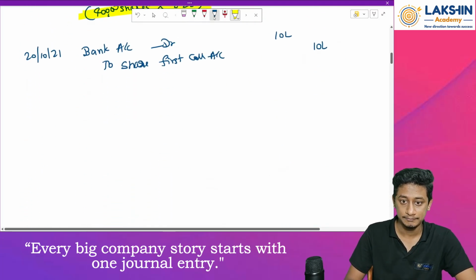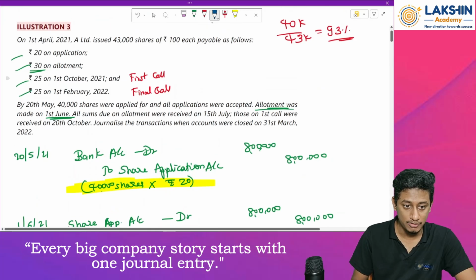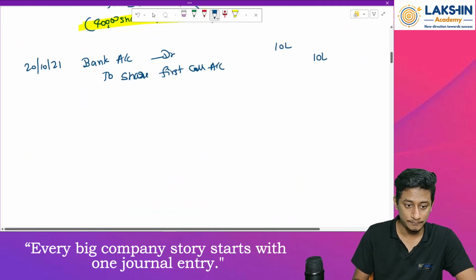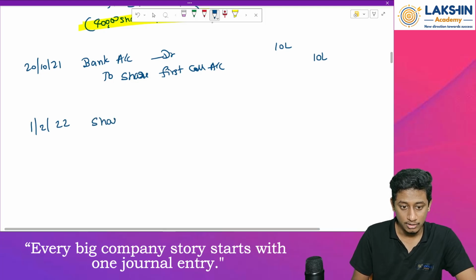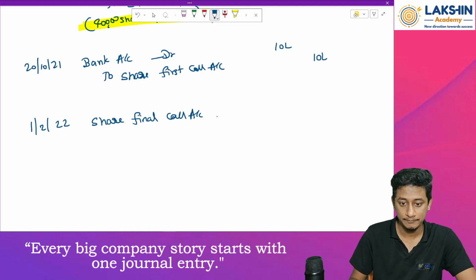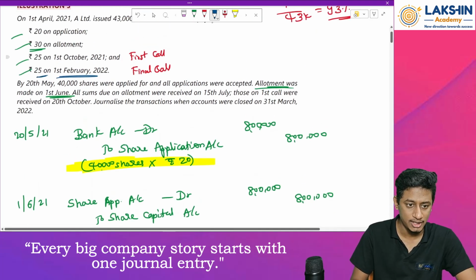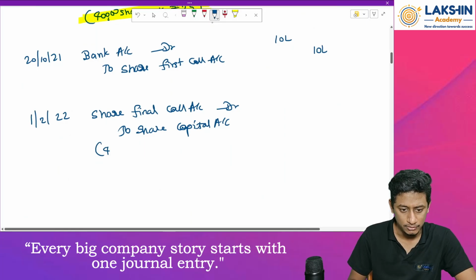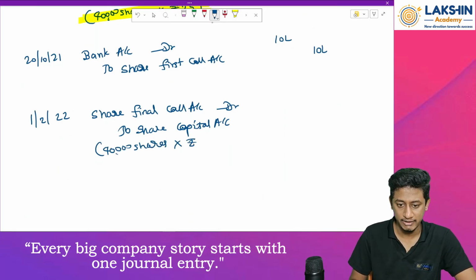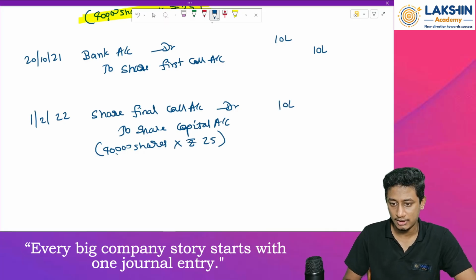Then next, the final call. At what date was the final call done? On 1st of February, so 1st Feb 22. Share final call account debited to share capital account. How much is the value? Again 25 rupees, the same value. So 40,000 shares into rupees 25 each share. That will be again 10 lakh rupees.